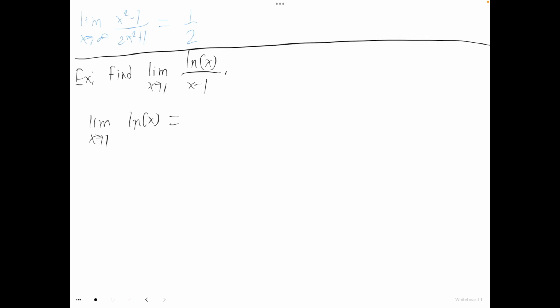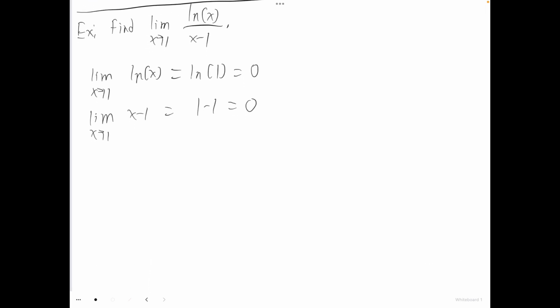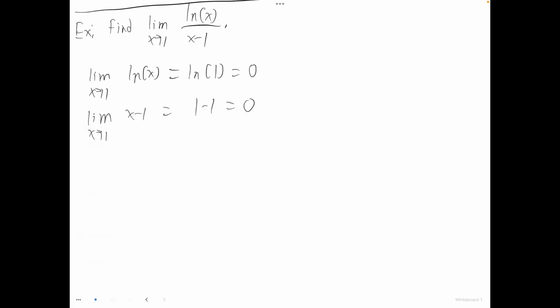So if we take the limit as x goes to 1 of just ln of x, this is just ln of 1, because ln is continuous, and that is 0. And then the limit as x approaches 1 of x minus 1. Plugging in 1, you get 1 minus 1, which is 0. So this is, in fact, a situation in which the top and the bottom are both going to 0. And so L'Hopital's rule does apply on this limit.